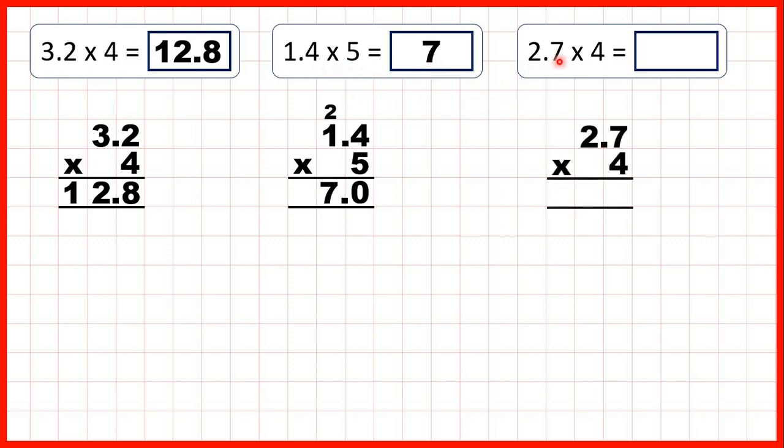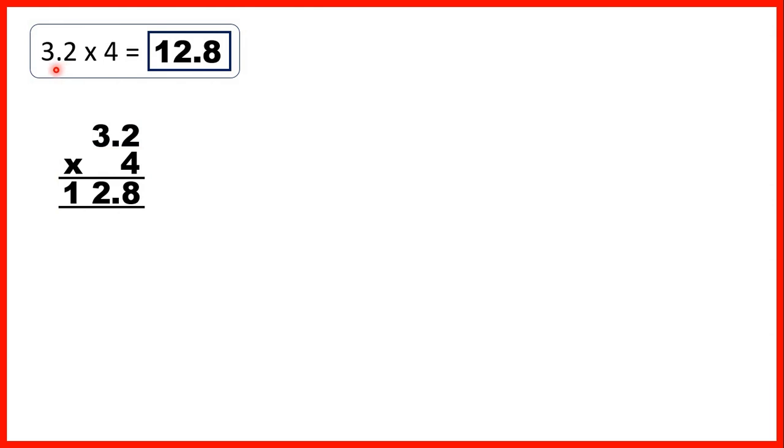Now 2.7 times 4, we copy down the decimal point. 7 times 4 is 28, so 2, 8. 2 times 4 is 8, plus 2 is 10. Our answer is 10.8. So let's take another look at this first question.